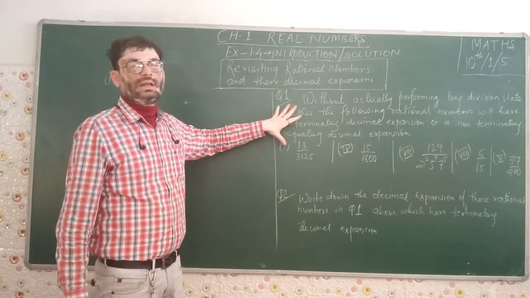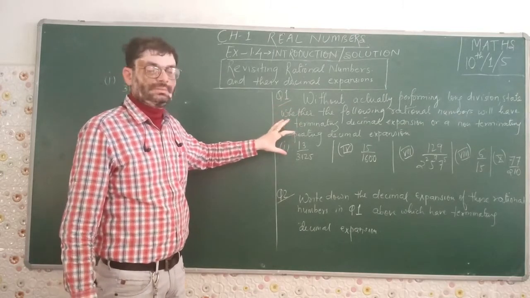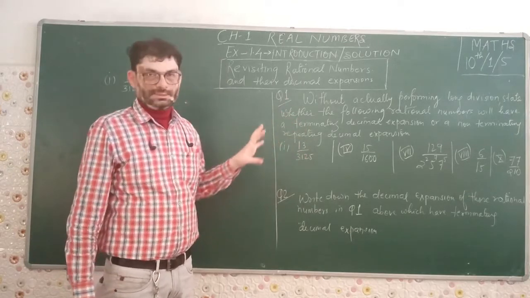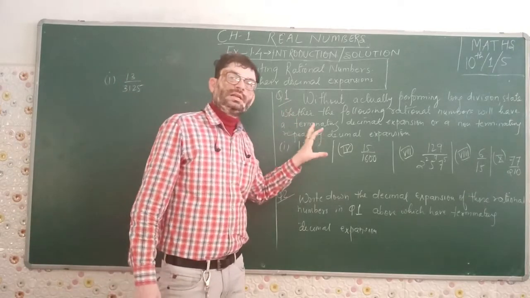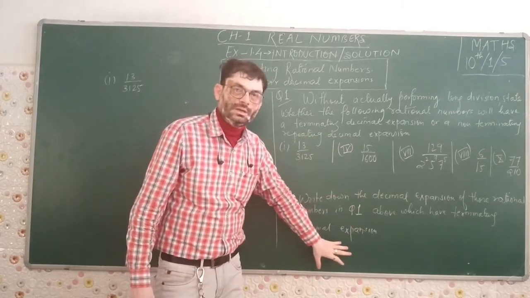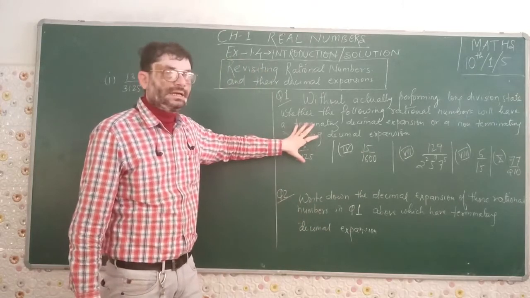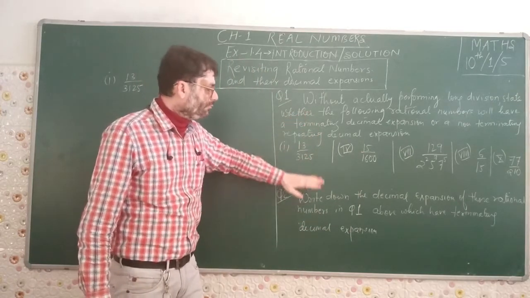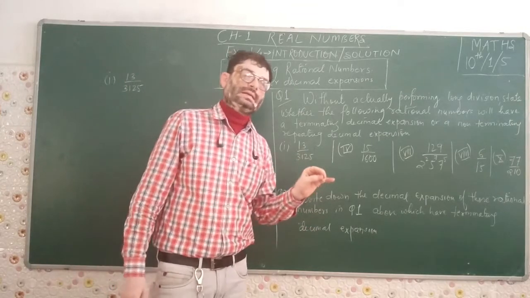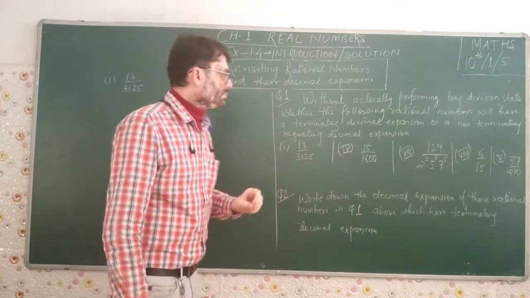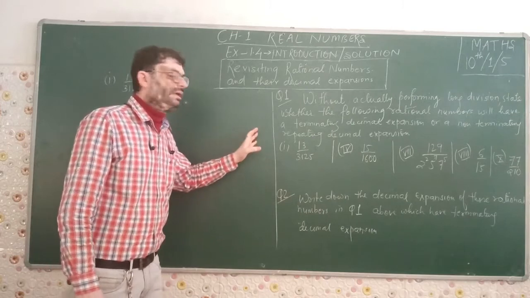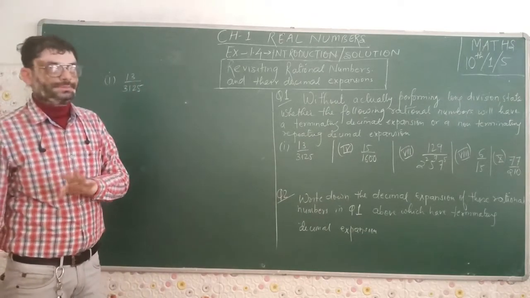In question number 1, we will have to say whether it is a terminating decimal expansion or a non-terminating repeating decimal expansion. If it is non-terminating repeating, we don't have to move on to question number 2. But if it is terminating, then we will have to follow question number 2 also, and write its decimal form. Then let us move on. How to check whether it's a terminating decimal expansion? We have gone through 3 theorems.